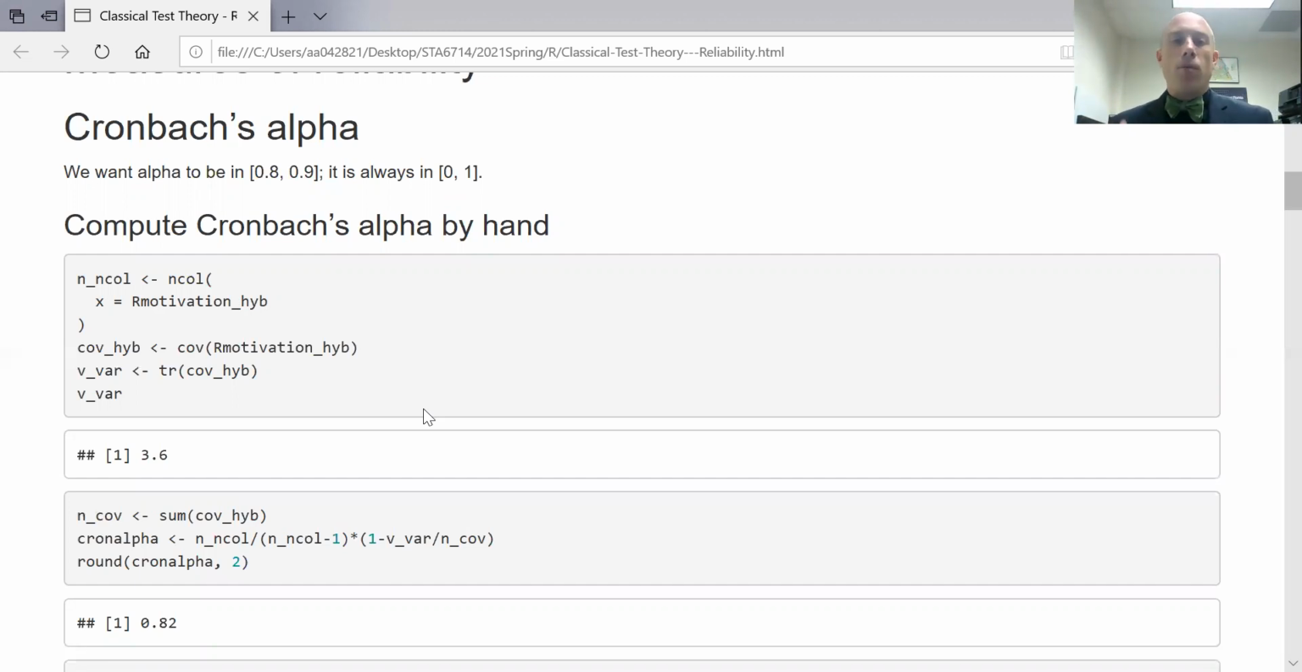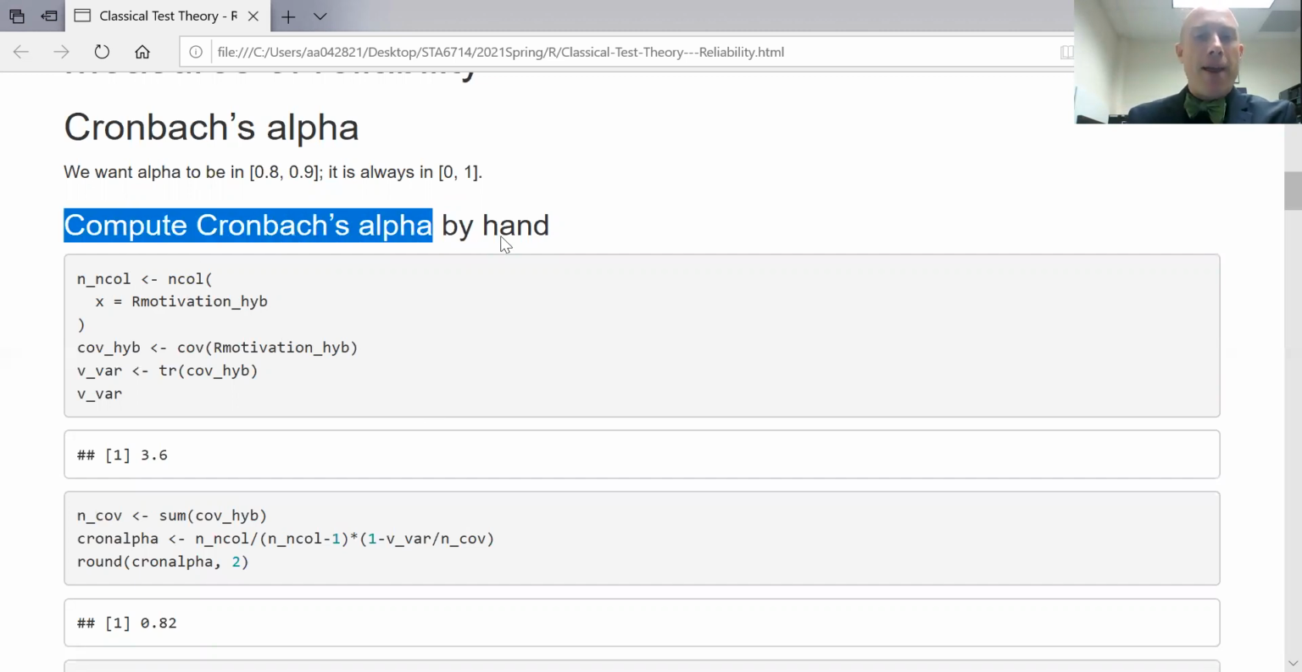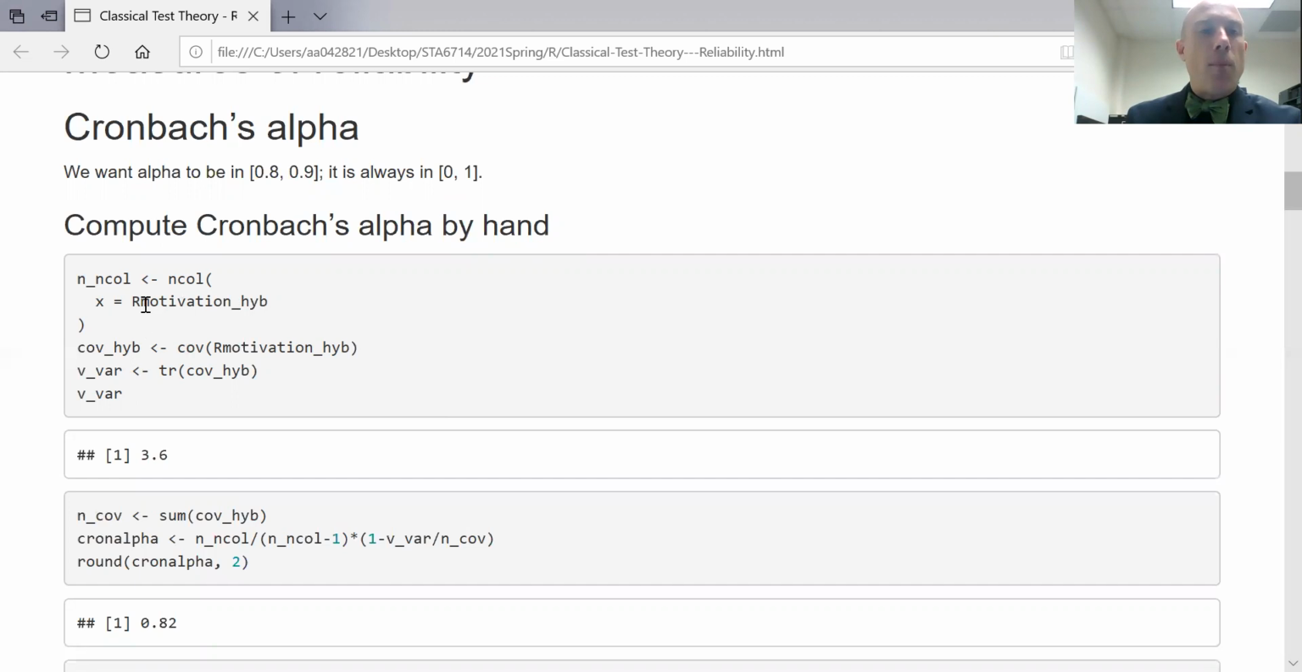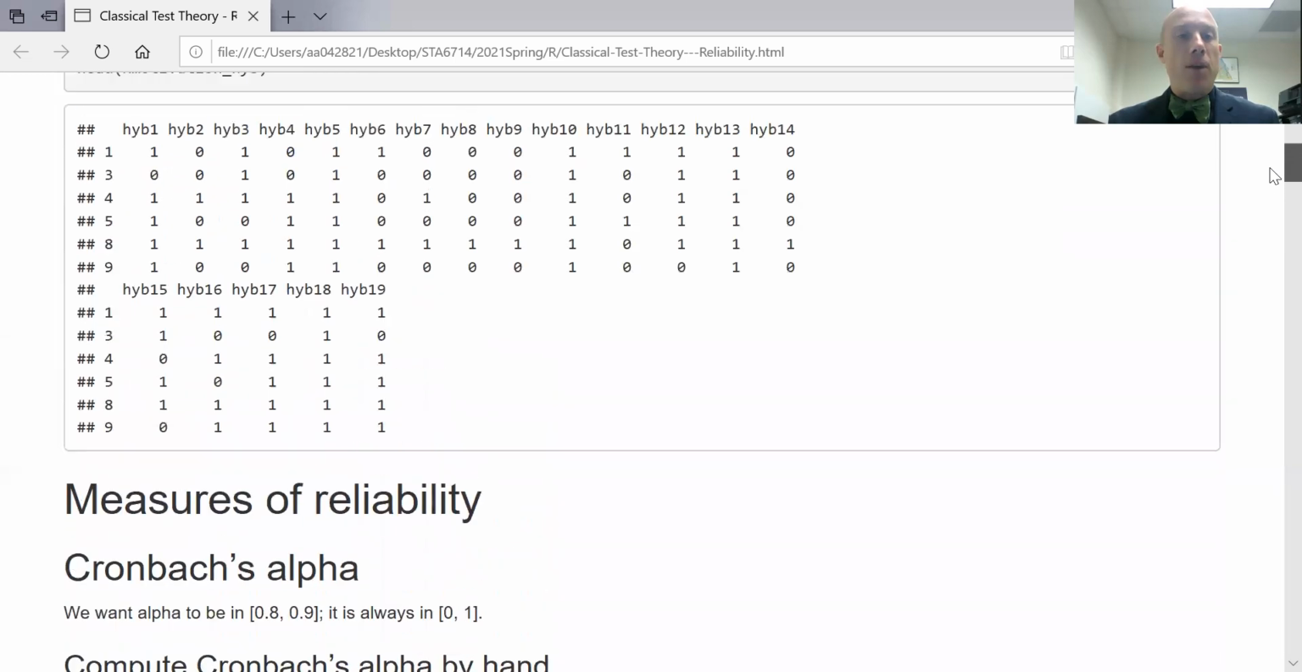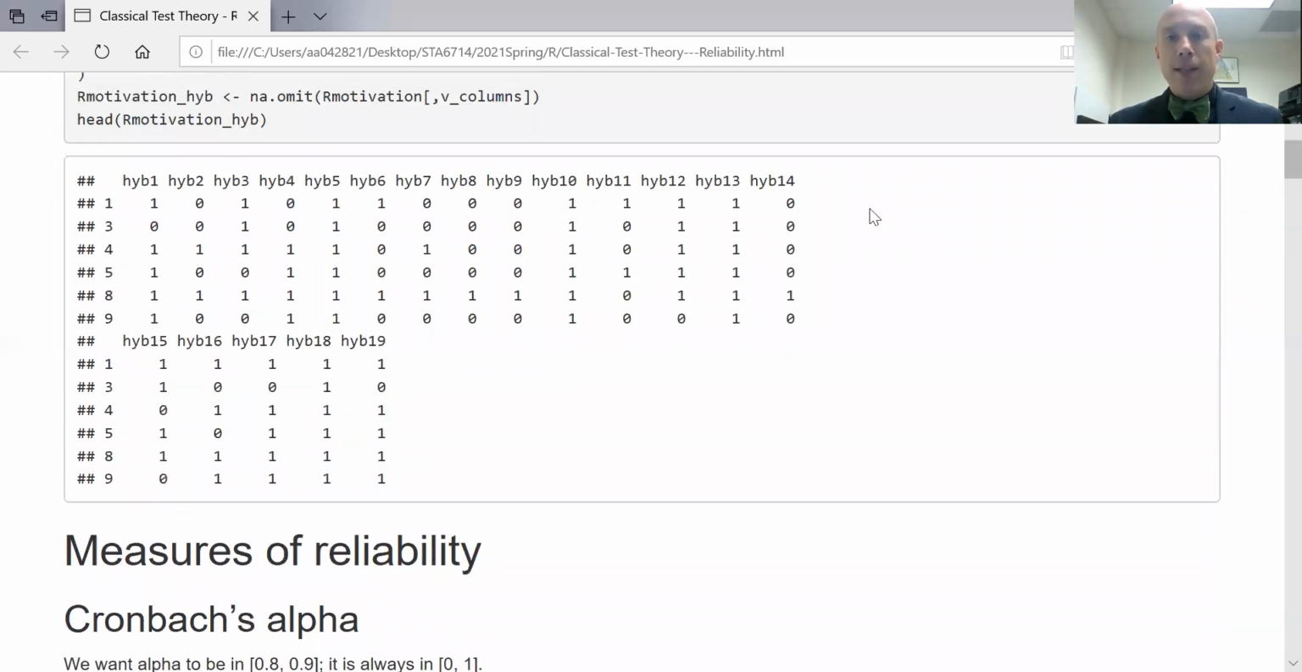Okay, so for now, we're going to go through and compute Cronbach's Alpha by hand. So we're going to look at the number of columns that we have in our data set, because remember, Cronbach's Alpha treats each question as a test by itself, and that's how it splits it up to measure this reliability concept. And so here we have 19-ish. I'm not going to go through and count each column, but I've got hybrid 1 through hybrid 19. So it's about 19 columns.